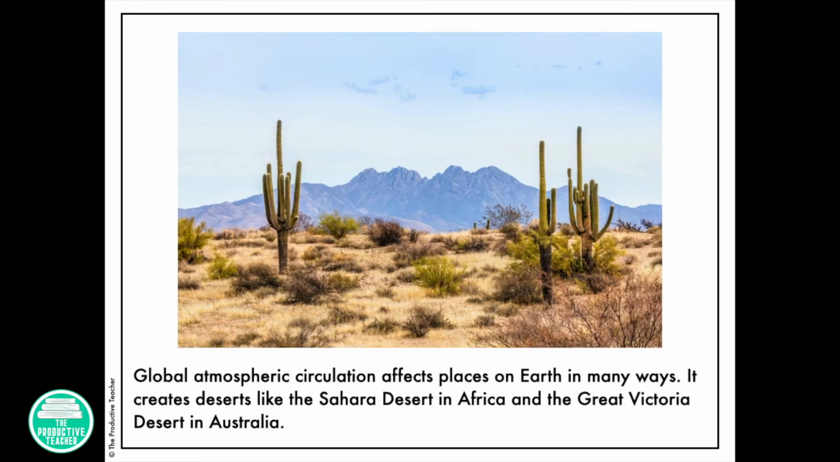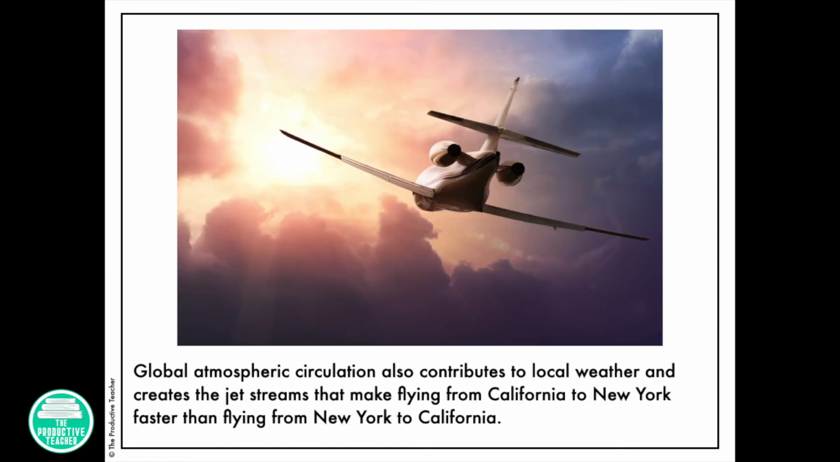Global atmospheric circulation affects places on Earth in many ways. It creates deserts like the Sahara Desert in Africa and the Great Victoria Desert in Australia. Global atmospheric circulation also contributes to local weather and creates the jet streams that make flying from California to New York faster than flying from New York to California.